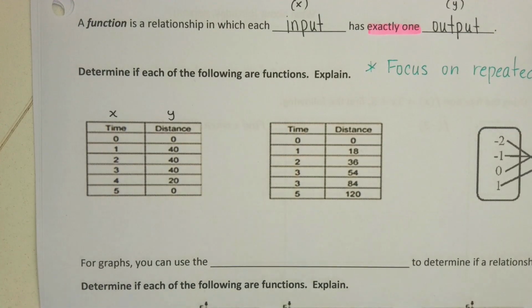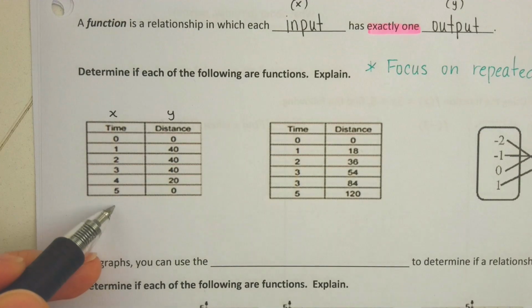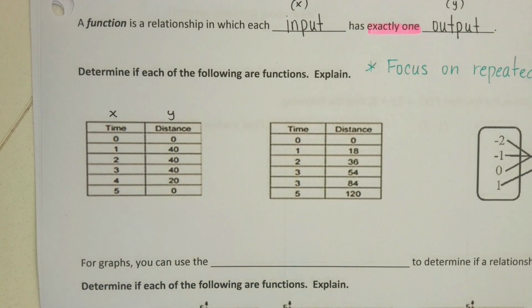So what I look through on this one is I'm going to look at all of those X's, 0, 1, 2, 3, 4, 5. Any repeat X's? So nothing to focus in on. If I have no repeated X's, then there's no way that I'm going to have repeated X's going to different Y's. So this one's totally fine. This one is a function.